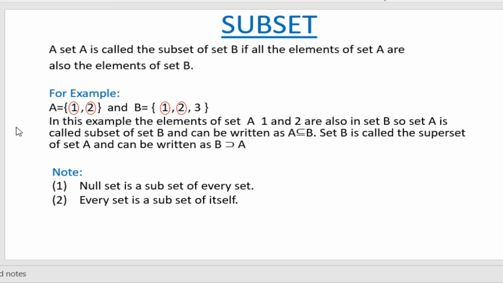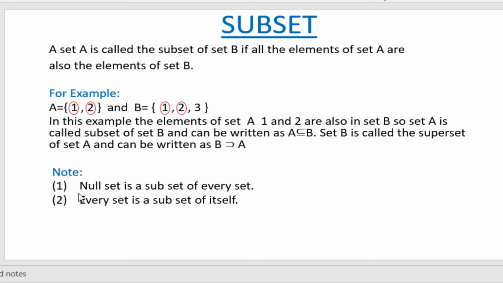Here we see that A is a part of set B. In set A, elements 1 and 2 are also present in set B, but element 3 is not in set A. In this case, A is a proper subset of set B. We can write set A is a subset of set B, and set B is called the superset of set A, and it can be written as set B is a superset of set A.